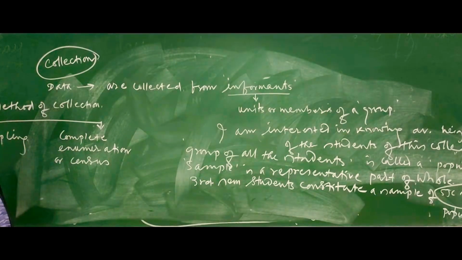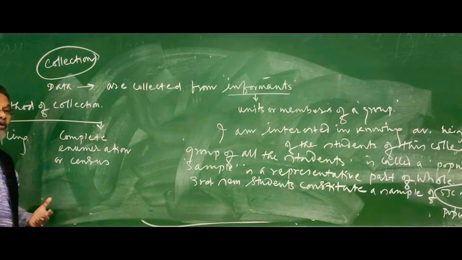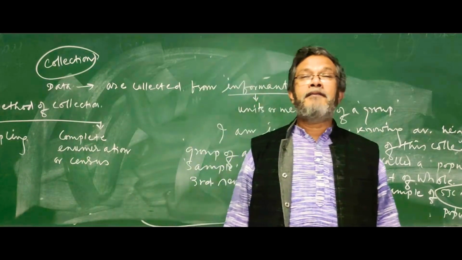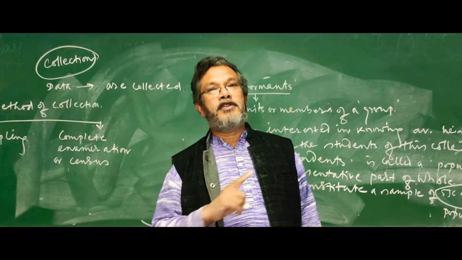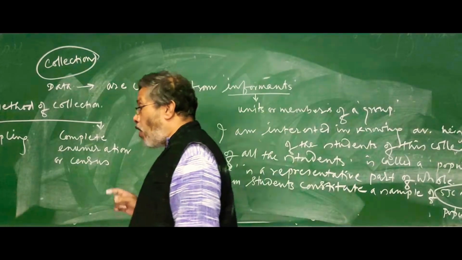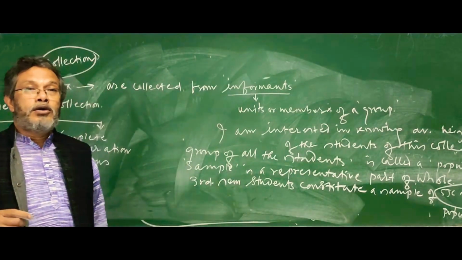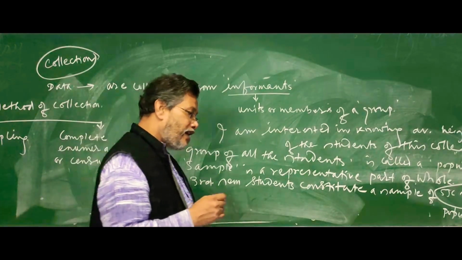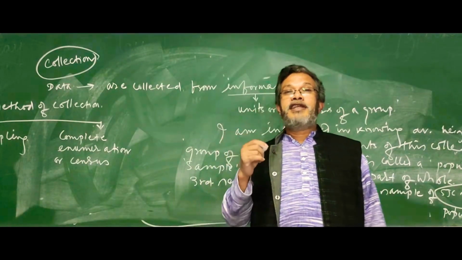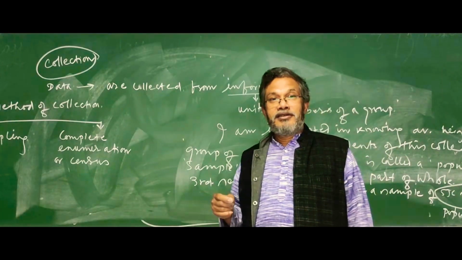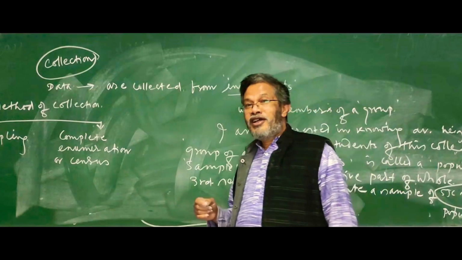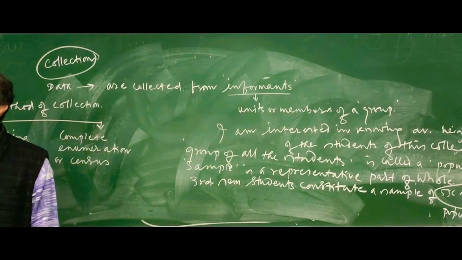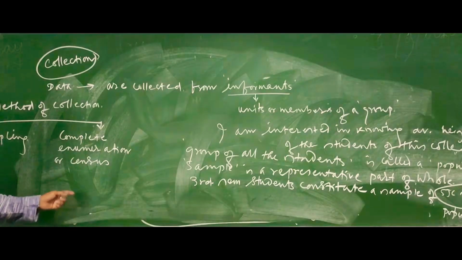So, when I am collecting data, we can collect the data from each and every member of the population, or we can collect the data from each and every member of the sample. When data are collected from each and every member of the sample, that method is called sampling. When data are collected from each and every member of the population, that is called census method.